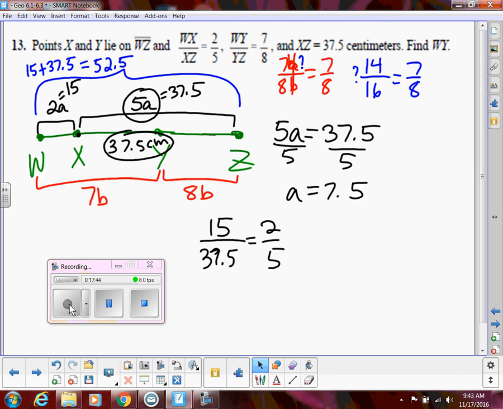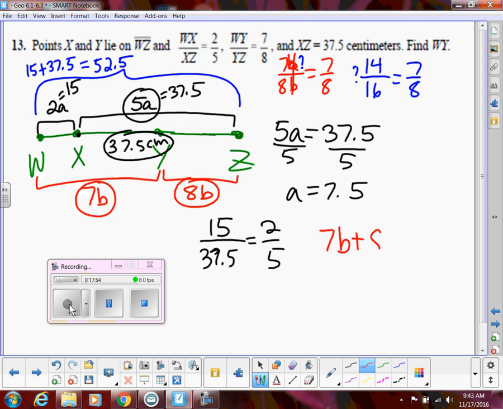So how am I going to use that to find my B's? Well, don't we know that this is 7B and this length is 8B, but together they equal that total distance. 7B plus 8B should equal that 52.5, that exact measurement. So if I combine those together, I get 15B equals 52.5. And now I'm just going to divide by that 15. And I'm going to get B is equal to 3.5.